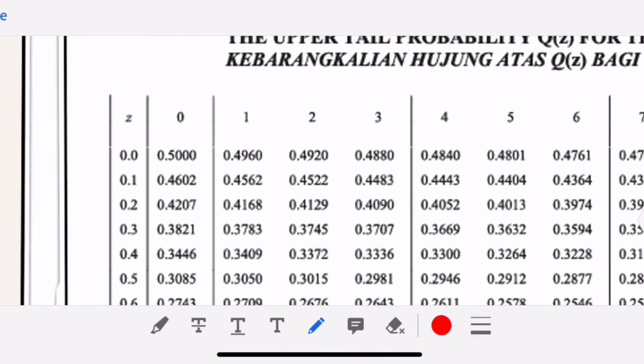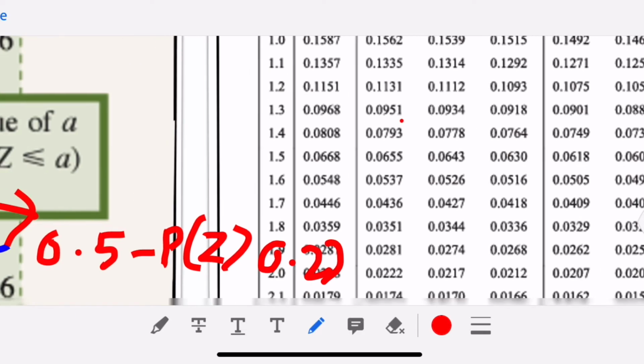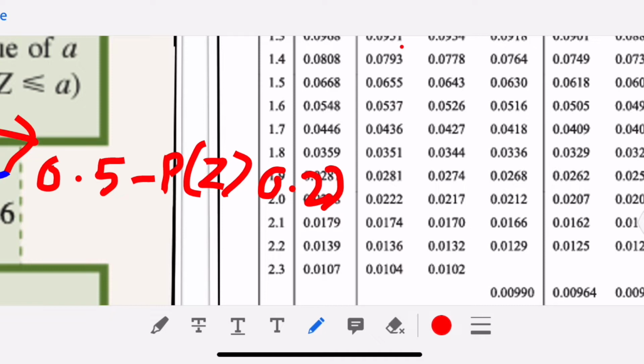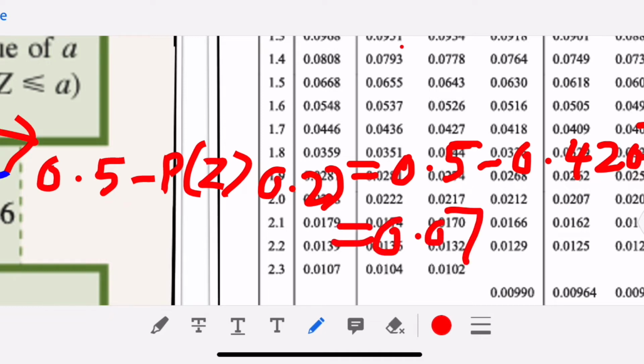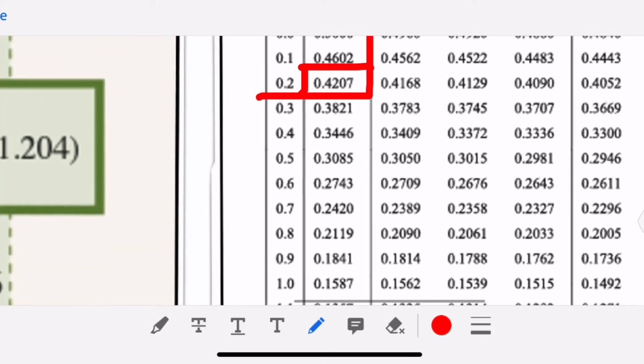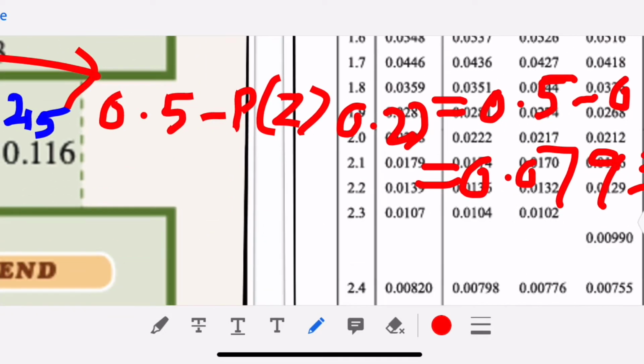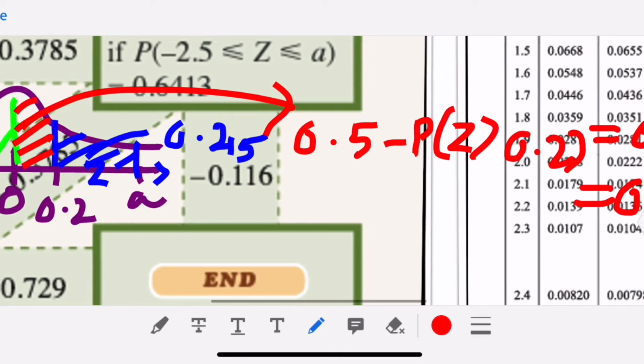It is exactly the value here, 0.42. This is a 1, right? 0.4207. Okay, so I'm going to take 0.5 minus 0.4207. So let's press the calculator. 0.5 minus 0.4207. So I will get the area is 0.0793, right? Okay, 0.0793 is the area shaded in red color.